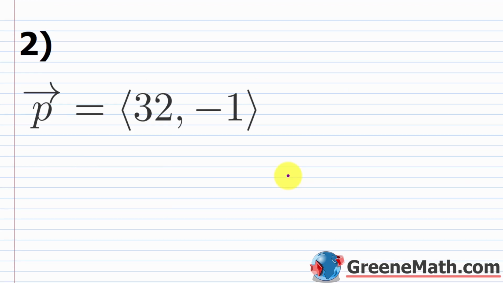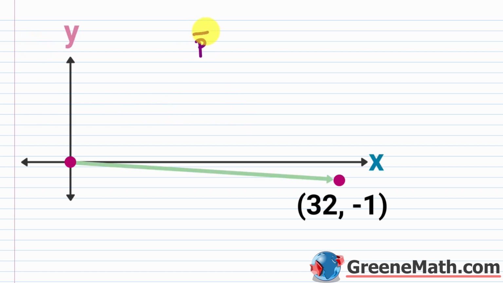All right, let's take a look at problem number 2. So here we have our vector p, which is given to us in component form. The horizontal component is 32. The vertical component is -1. So again, let me write that my vector p in component form. The horizontal component is 32, and the vertical component is -1.